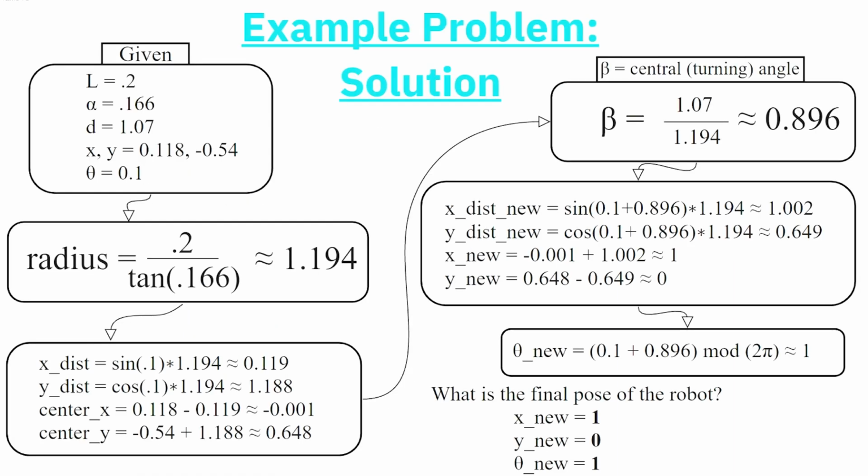So for this problem, we were given the length of the robot as 0.2, the steering angle as 0.166, the distance traveled as 1.07, the XY location of the robot as 0.118 and negative 0.54, and finally the orientation of the robot as 0.1. If you use these exact values and don't do any rounding throughout all the calculations until the very end, then you will end up with the final pose is 101, the X position is 1, the Y position is 0, and the final orientation is 1.